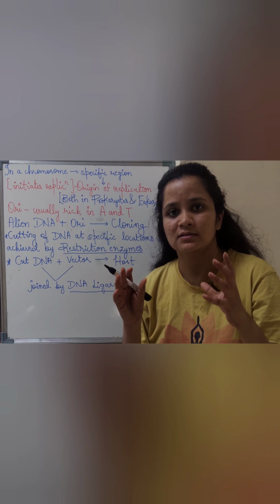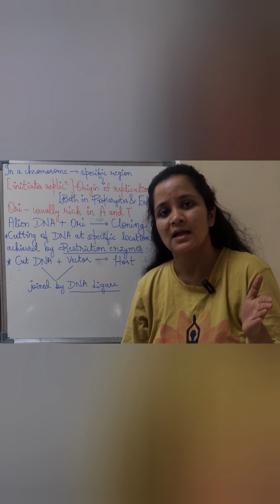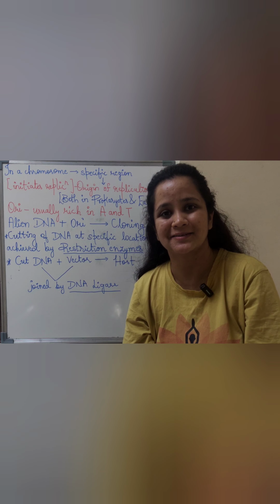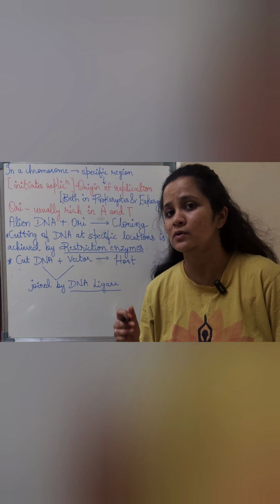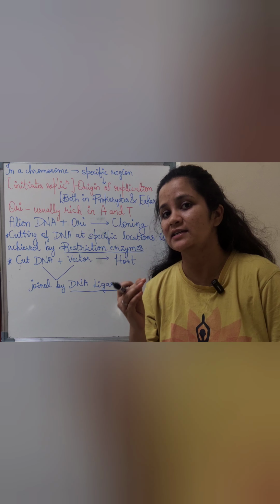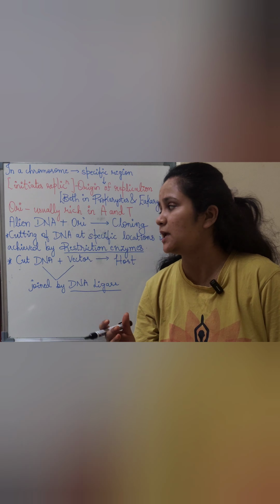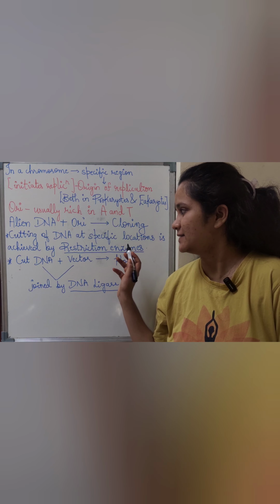Since they consist of only two hydrogen bonds, it's easy to break them and separate these strands so that you can insert a new strand. So if we have to insert a foreign DNA, then we have to cut the host DNA at specific locations. That cutting of the DNA will be done by enzymes called restriction enzymes.